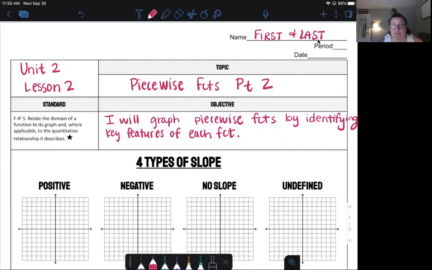Don't forget to put your first and last name in the top right-hand corner of your paper, followed by the period and the date. Today we'll be doing Unit 2, Lesson 2. The topic is Piecewise Functions, Part 2. And our objective today is: I will graph piecewise functions by identifying key features of each function.